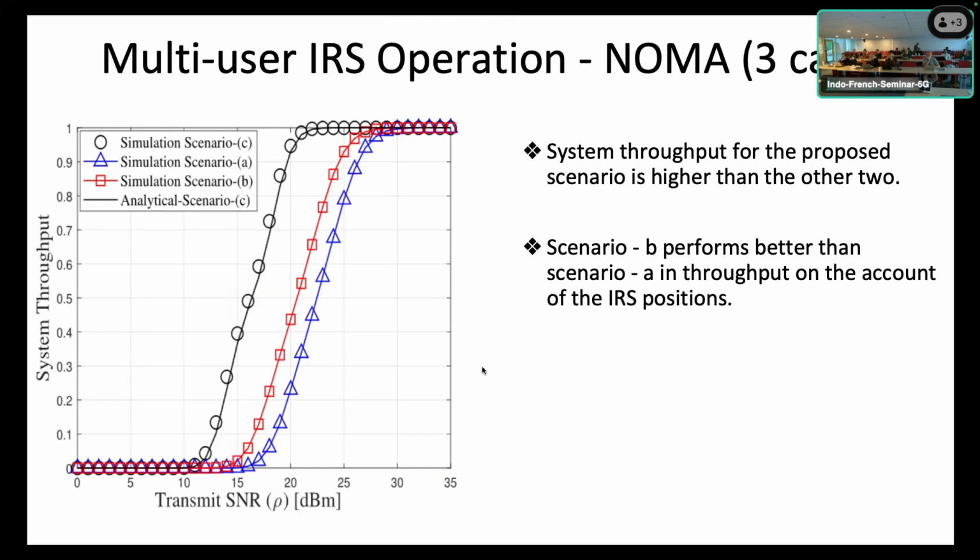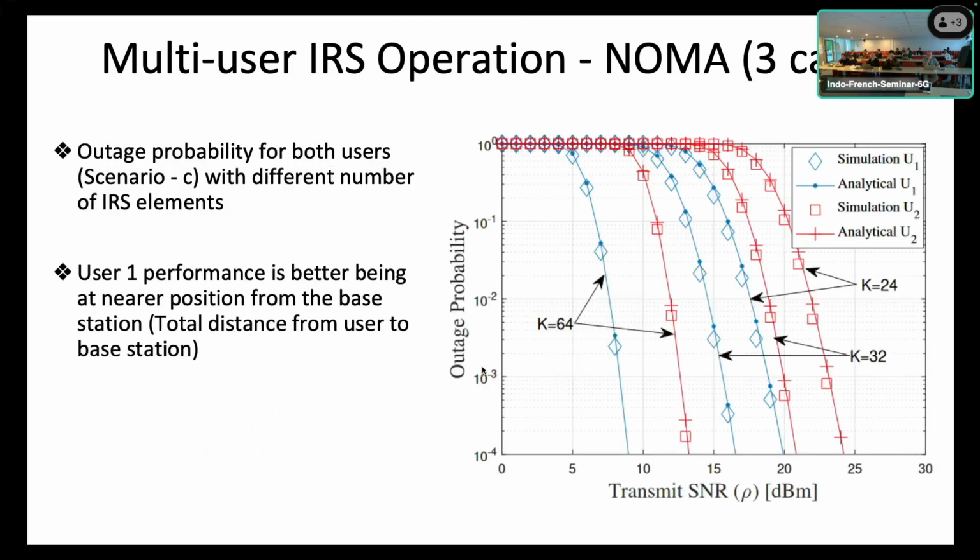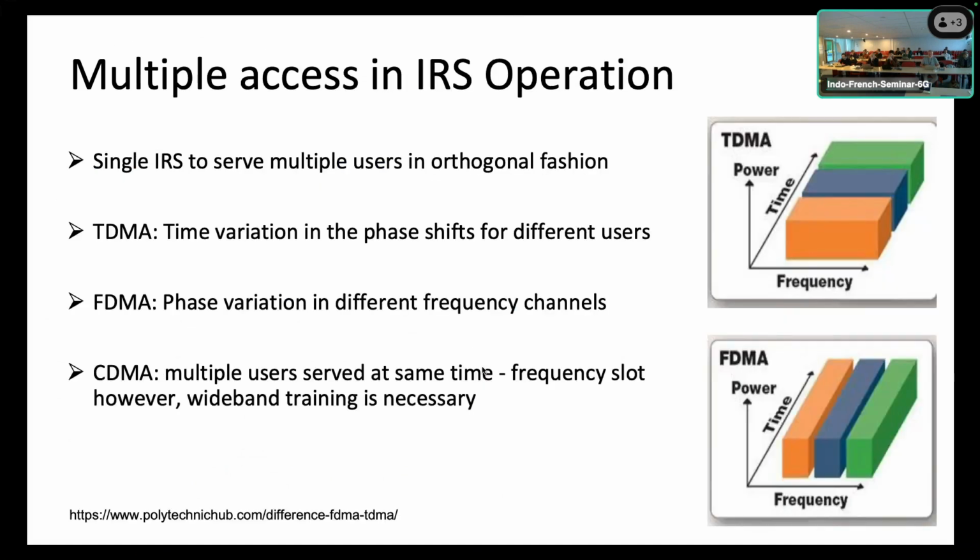And scenario B performs better than scenario A in throughput. It is because of the IRS positions. We can put the IRS in favorable locations so that it gives better performance at the user. That is the non-orthogonal multiple access case. This is just the outage probability performance for different numbers of IRS elements.